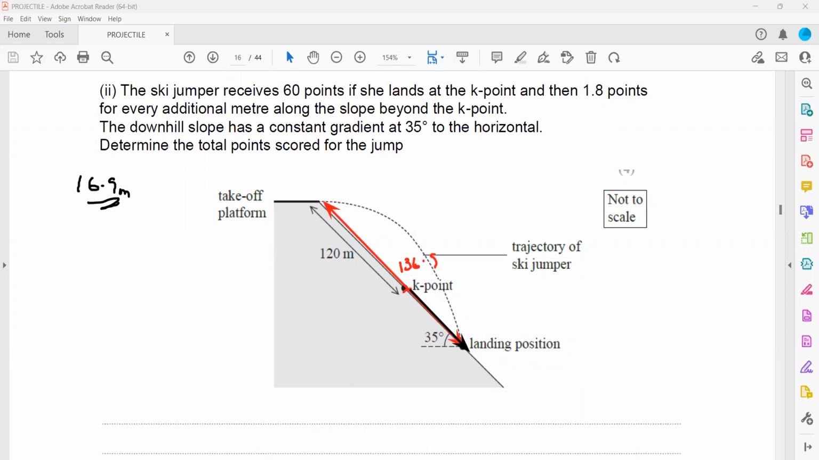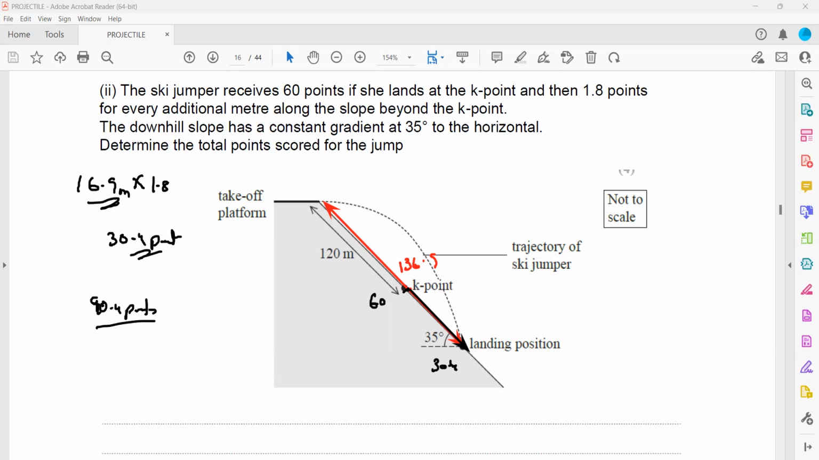The extra points for each meter is 1.8. So 16.9 multiplied by 1.8 will be 30.4. So 30.4 points will be extra after the K point. Till the K point, the score is 60, and after that, 30.4 extra points will be there. So what is the total score? It will be 90.4 points.